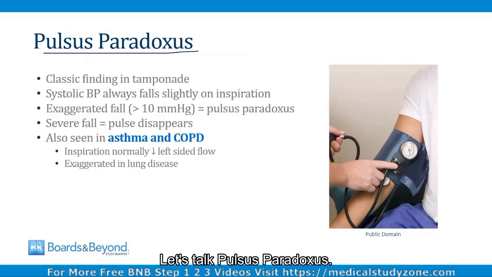Let's talk about pulsus paradoxus. This is the classic finding in tamponade. If pulsus paradoxus is present and there's a pericardial effusion, that patient certainly has tamponade.